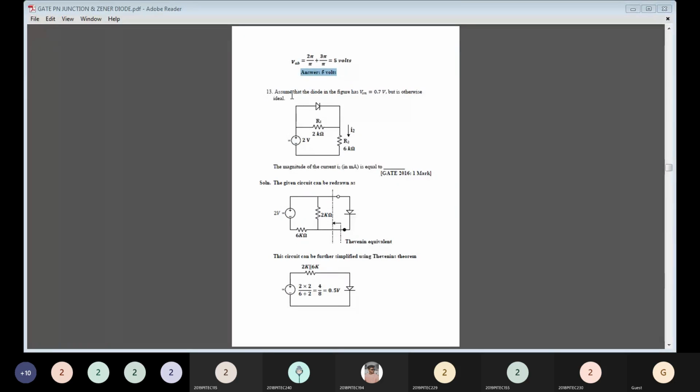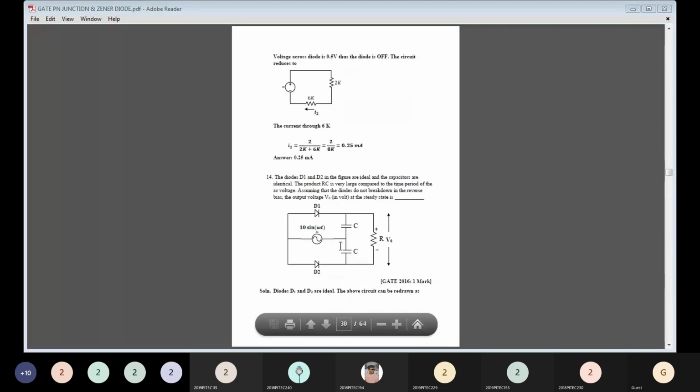Next. Assume that the diode in the figure has V on equal to 0.7 volt, but it is otherwise ideal. Find the magnitude of the current I2 in milliampere. The given circuit can be redrawn as a Thevenin's equivalent circuit. It has been further drawn as an equivalent circuit using Thevenin's theorem. Here the voltage across the diode is 0.5 volt, so the diode is off. The circuit reduces to like this.